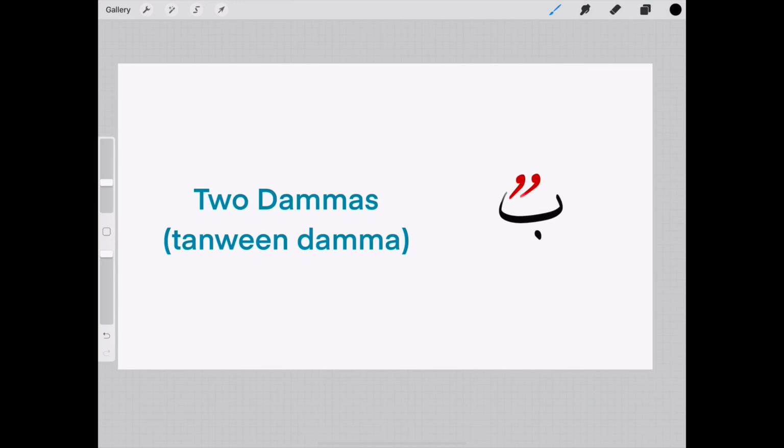Now, what about the situation of two dhammas or tanween dhamma? Again, the first short vowel, the dhamma, stays as is with its effect on the pronunciation of the letter. The second dhamma is converted to an n letter. This is why it's called tanween. So the ba becomes, can you guess that? Bun, bun. And this can only happen at the end of a word.